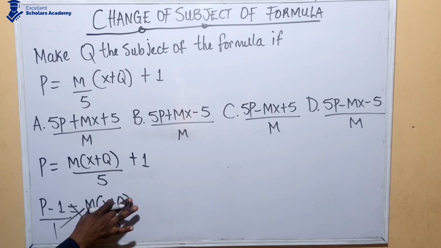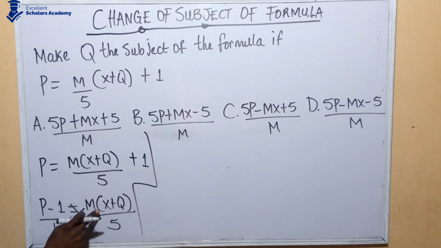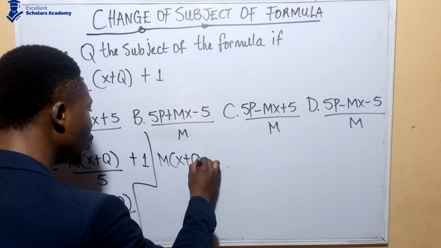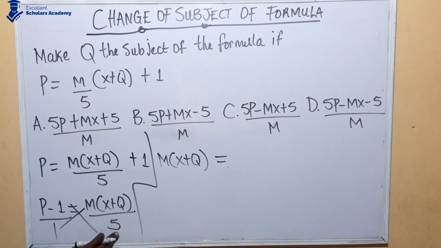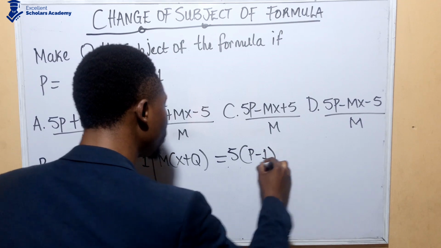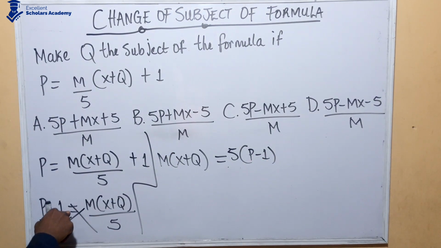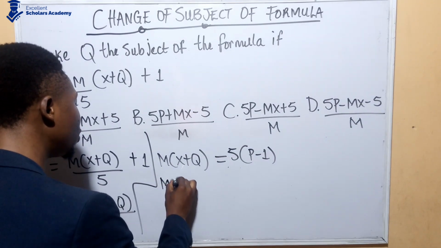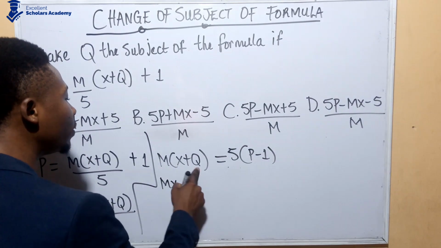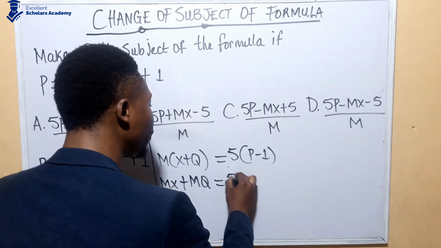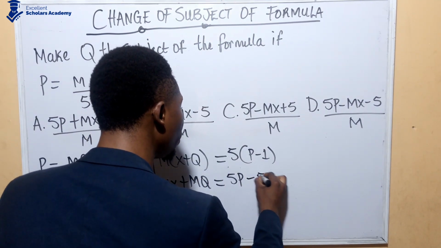This is where your q is. So m into bracket x plus q times 1 will give us m into bracket x plus q is equal to, now 5 multiplied by p minus 1. That will be 5 into bracket p minus 1, because 5 will multiply p and also multiply minus 1. So now open this bracket. This becomes mx, m times x, mx, m times q plus mq is equal to 5 times p, 5p, 5 times minus 1, minus 5.